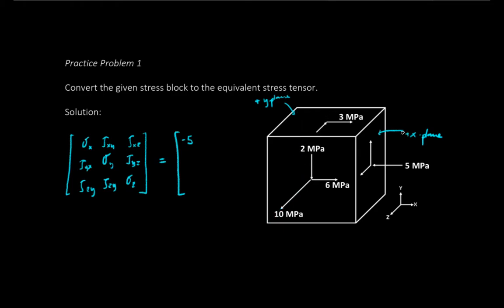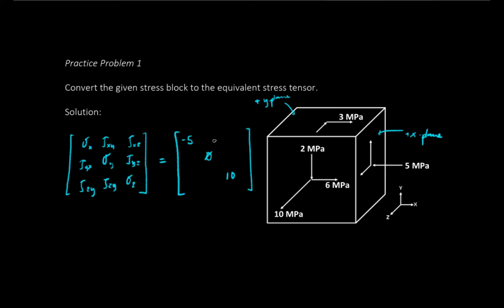Again, in the y plane we have no normal stresses, therefore we have a 0 value here. Then in the z plane, this is the positive z plane, we have a tensile stress moving in the z direction. Since it's a tensile stress, we give it a positive value. So we completed the diagonal. Now we need to find the shear stresses.